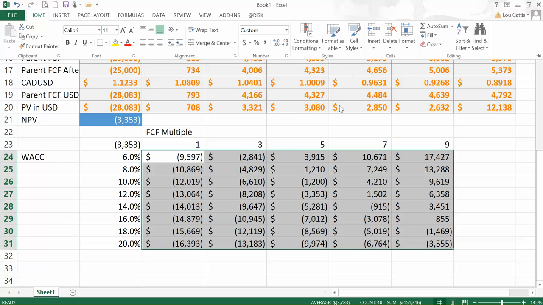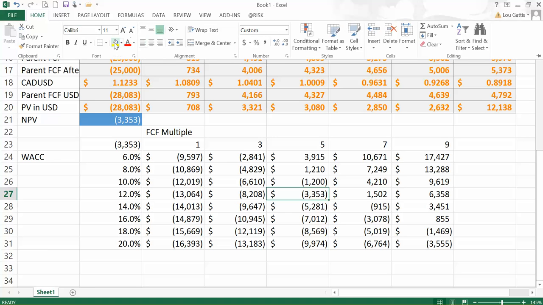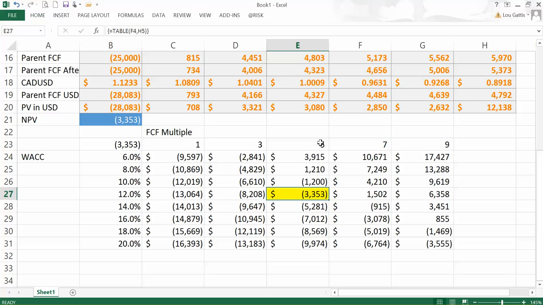So these are NPVs. Notice this is my base case NPV here. That's when the free cash flow multiple is 5 and the WACC is 12. The NPV is negative 3.3.